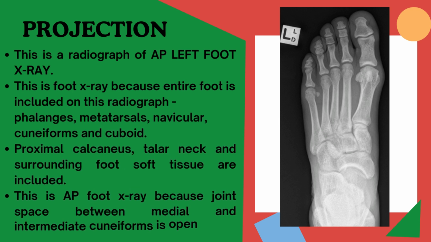Now we start with projection. Based on the radiograph on the right, this is a radiograph of AP left foot X-ray. This is foot X-ray because the entire foot is included on this radiograph, starting from phalanges, metatarsals, navicular, cuneiforms, and cuboid. Proximal calcaneus, talar neck, and surrounding foot tissue are included. This is AP foot because the joint space between medial and intermediate cuneiforms is open.